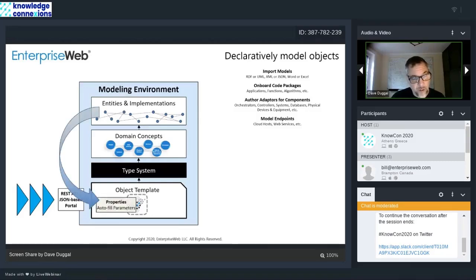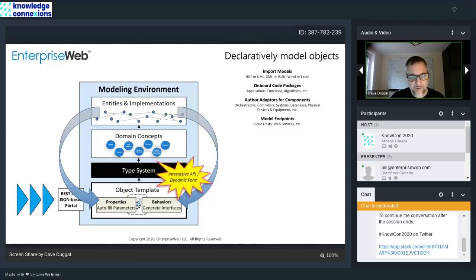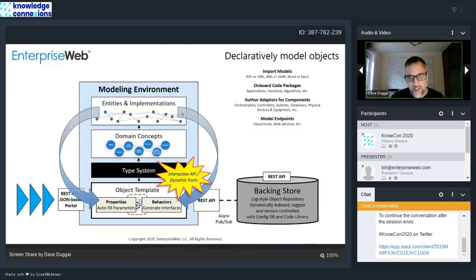The system will generate properties and autofill parameters. It will also generate full-blown interfaces. And we're not talking about Swagger, to the extent that people are familiar with that, which just creates stubs and then you still manually integrate that. Enterprise Web creates underspecified interfaces and then does all the bindings at runtime based on context. It manages all of that for you, so it's a very interactive process.